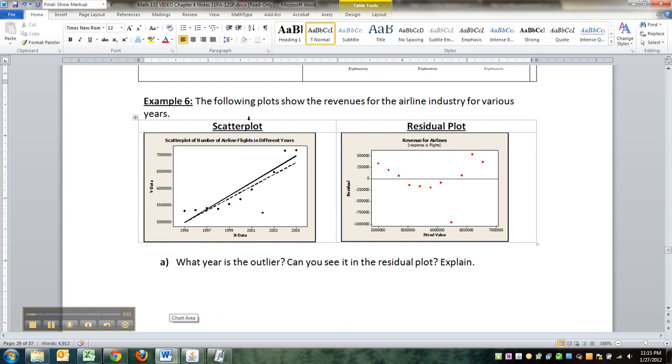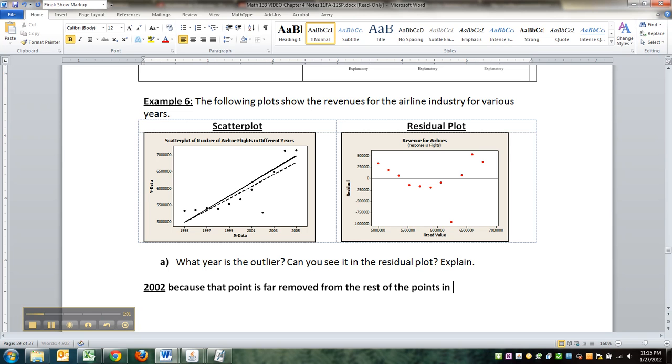So for example, this is the revenues for the airline industry for various years. And you can see right there is a big old outlier, right? Far removed from the rest of them. So which year is the outlier? It's 2002. That point is far removed from the rest of the points in both the scatter plot on the left and the residual plot on the right.